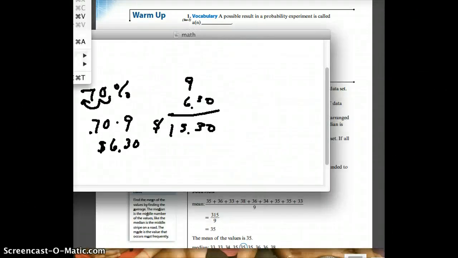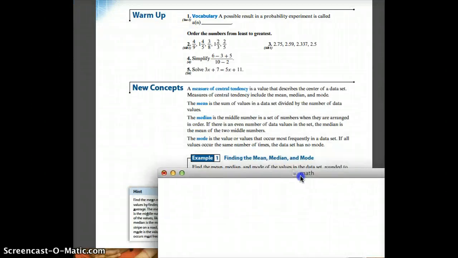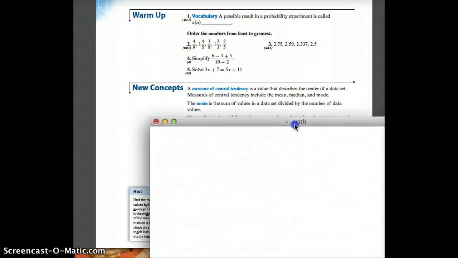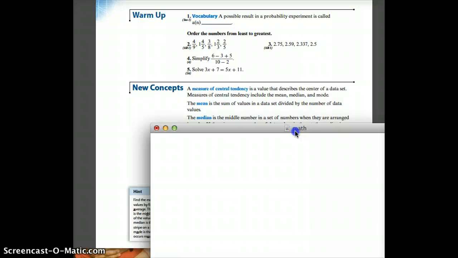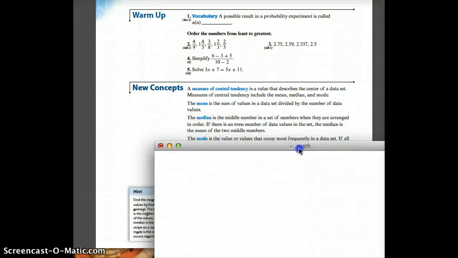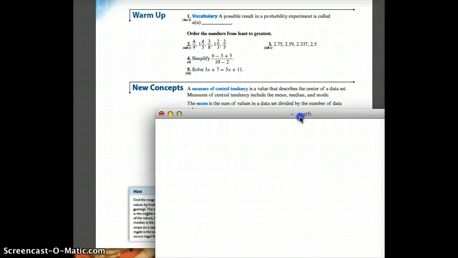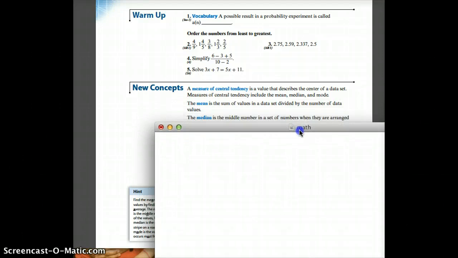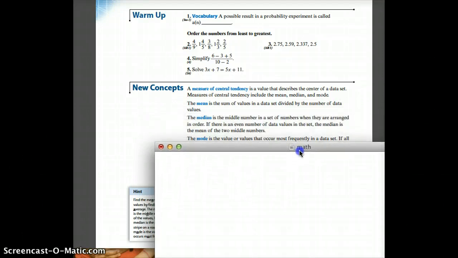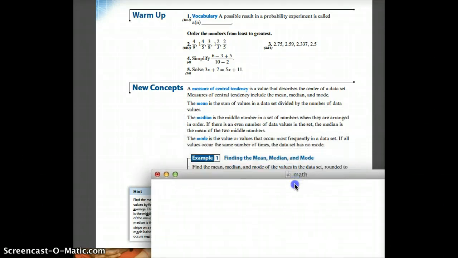We have talked about this plenty of times. So what does that look like? Well, you have the mean. Mean is the average. The median is the middle. That's the key word, the middle. And the mode is the one that occurs the most. All right? Mean is the average. Median is the middle. Mode is the one that occurs the most.